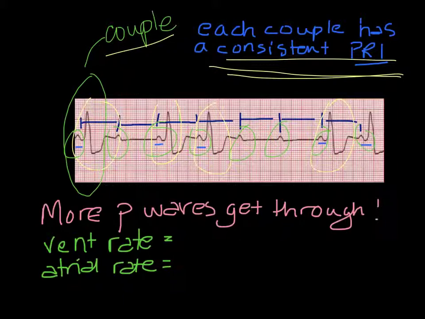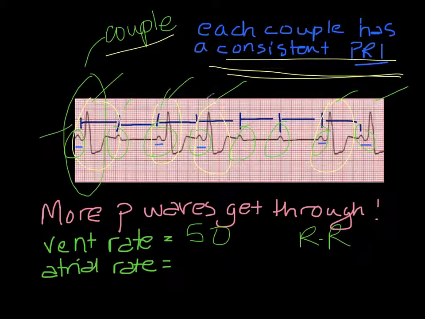All right, now remember we have a different ventricular rate and a different atrial rate. So if we count our ventricular rate, we're looking at our R to R. And how many do we have? We have 1, 2, 3, 4, 5. So our ventricular rate is 50. Our atrial rate, however, we have 1, 2, 3, 4, 5, 6, 7, 8, is 80. So you're going to have a difference in those rates, and that's how you count them.